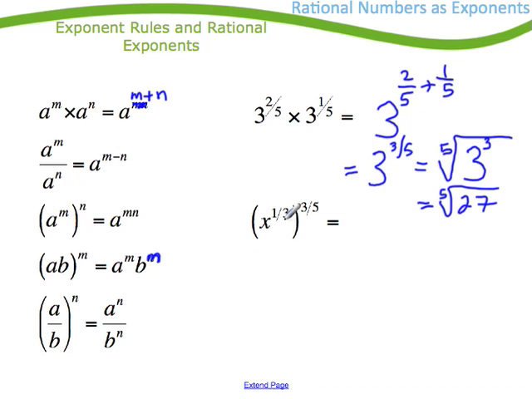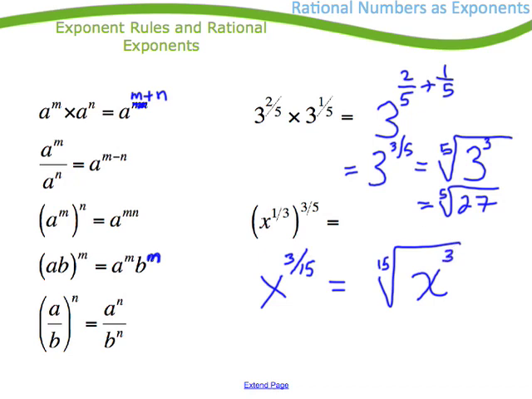Here's another one. Which law will apply here? Looks like it's a power of a power, so I multiply these exponents. 1 times 3 is 3, 3 times 5 is 15. So x to the 3/15ths, which I could express as a radical. I could put the 15th root here, the x there, and the exponent of x is 3.